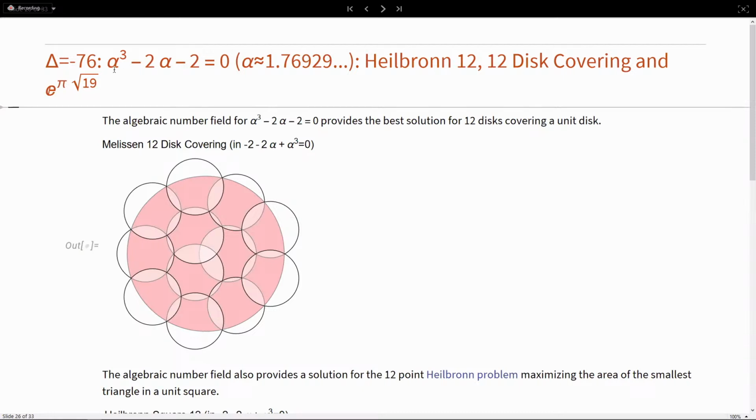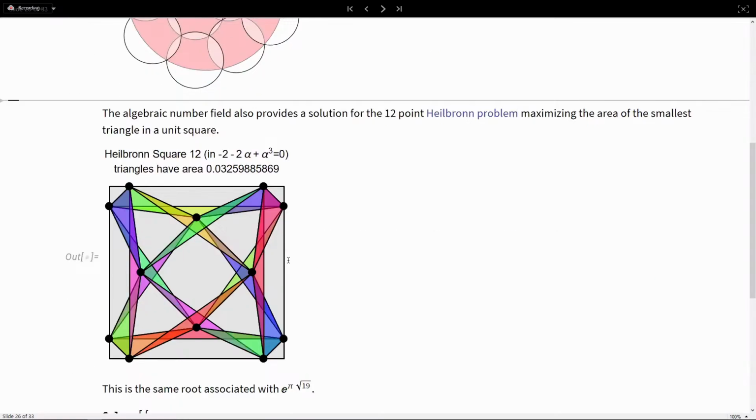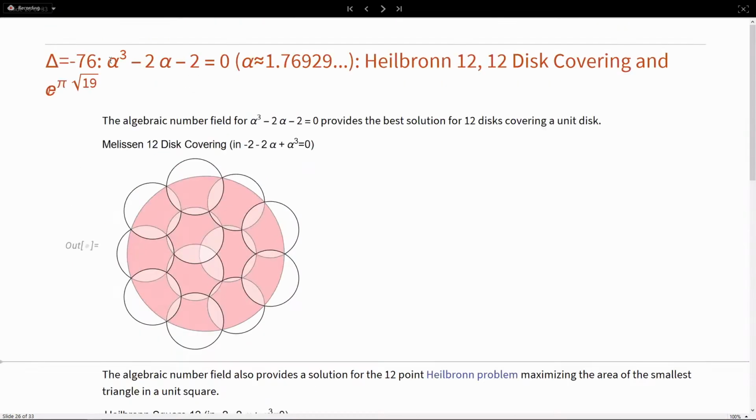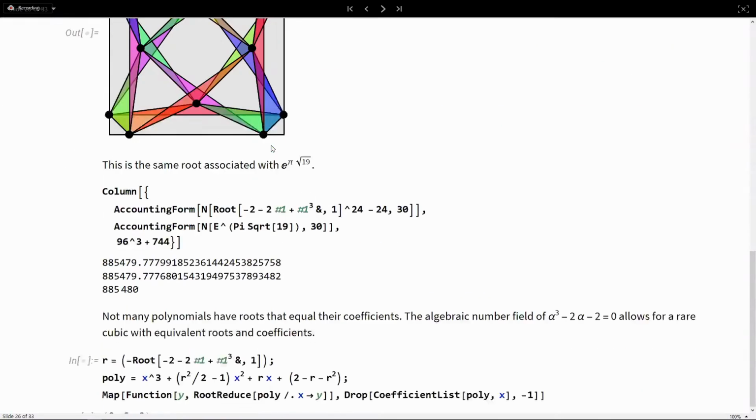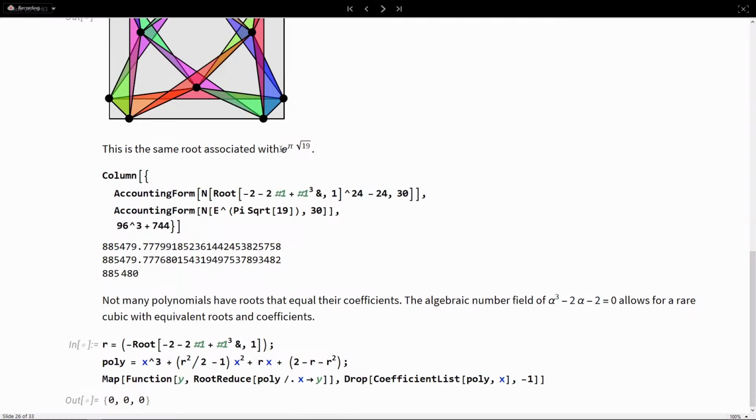And for minus 76, there's two interesting things in geometry. There's the Melissen disk covering, and here's a way of covering a circle with 12 disks. This is the optimal way of doing it. With the 12 Heilbronn points, this is the best way of doing it. And it's based on this particular strange root. And these numbers are oddly associated with e to pi times the square root of 19.